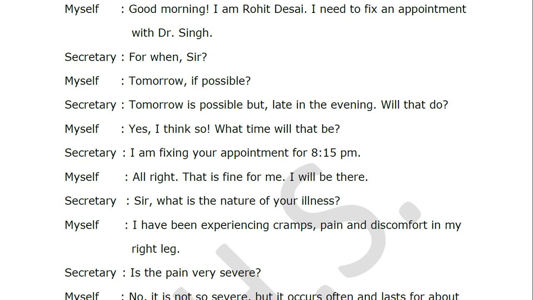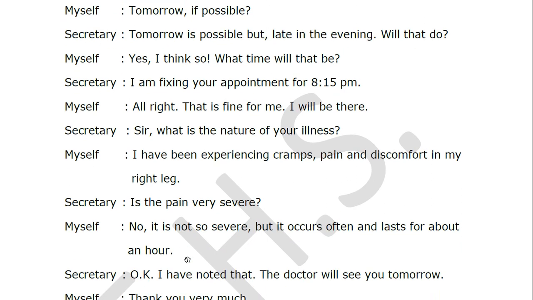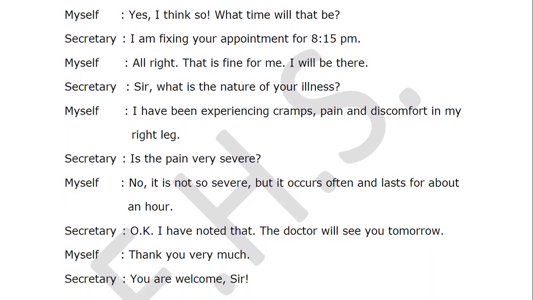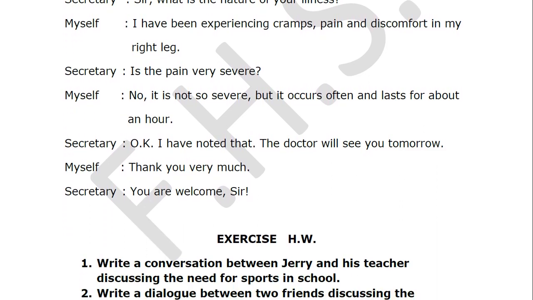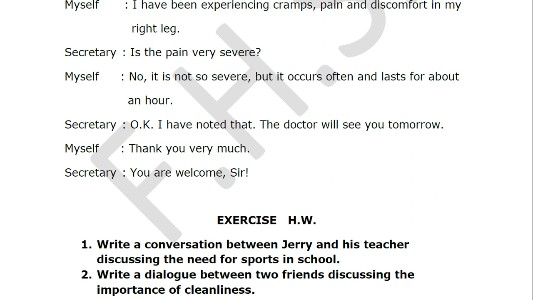So here, what did he talk about? He was talking about the pain in his leg. Secretary: Is the pain very severe? Myself: No, it is not so severe, but it occurs often and lasts for about an hour. So the reason you're going is because the pain lasts for a long time, and it's happening quite often, again and again.